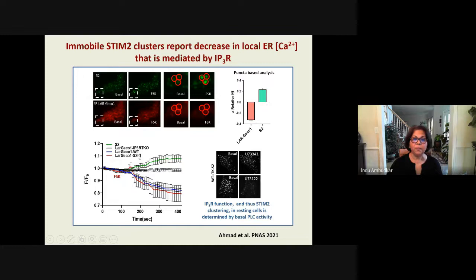And just to make sure that this is in fact true, Moaz tried both his knock-in cells as well as wild-type HEK cells, and they both behave the same.